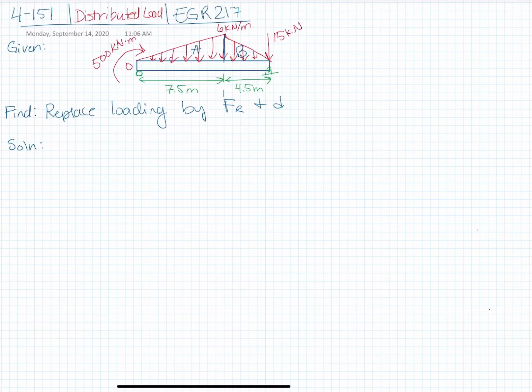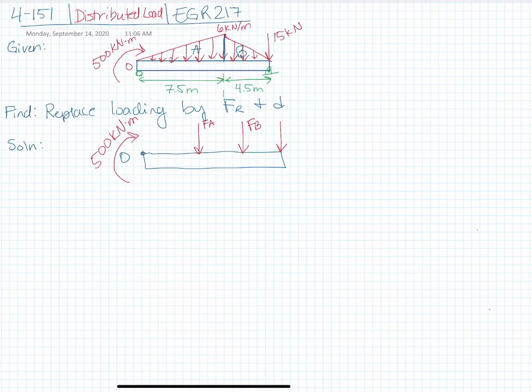And draw it out again. And we have this point O on the right. We have that 500 kilonewton times meters moment on there. And then I want to replace this part A, so that triangle to the left, with a single force. We'll call that FA. And then we'll replace part B with a single force. And then we have that 15 kilonewton force.